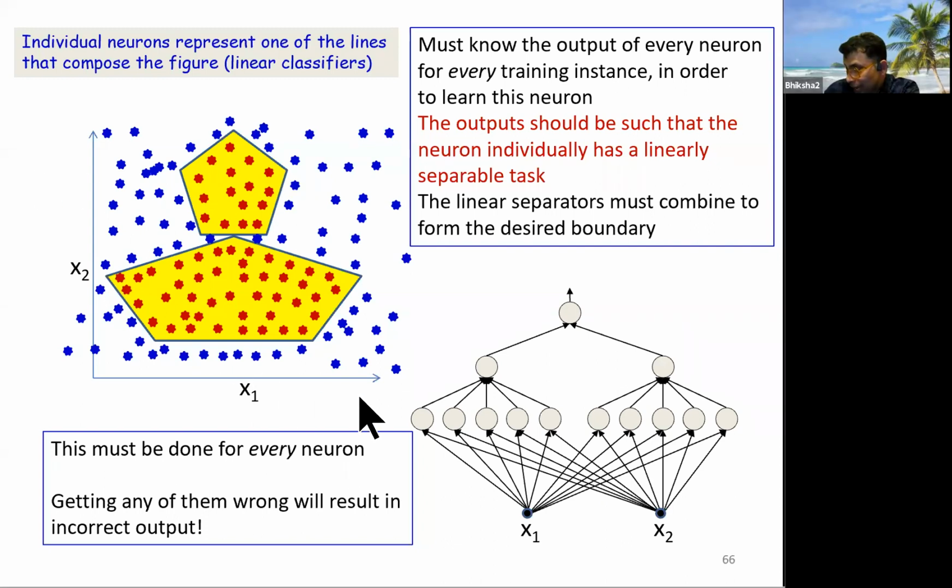If we try to learn this entire network using the perceptron algorithm, even if our network has perfect architecture, we need to know the desired output of every neuron for every training instance to learn the neuron. And the desired output should be such that each neuron by itself has a linearly separable task to learn, and these linear boundaries combine to form the desired decision boundary. So we need to determine the correct relabeling. And if you get one single data point wrongly relabeled, that boundary is not going to be learned, and you're not going to be able to get this classifier. So that's how challenging the task is going to be.